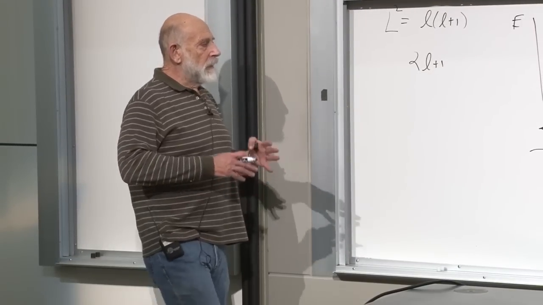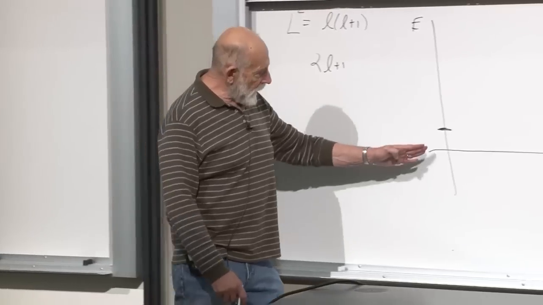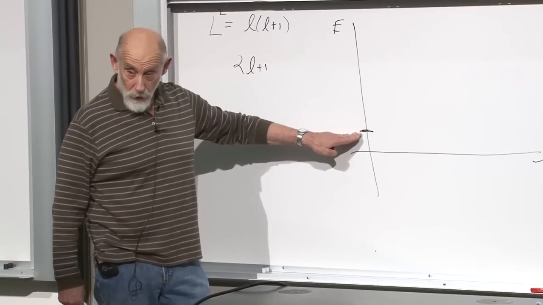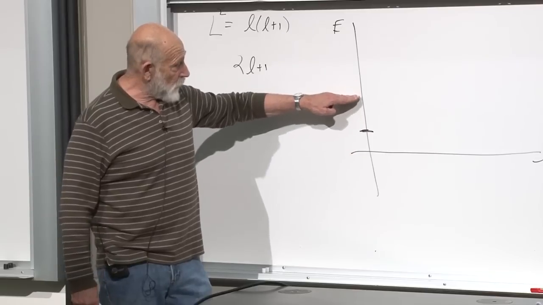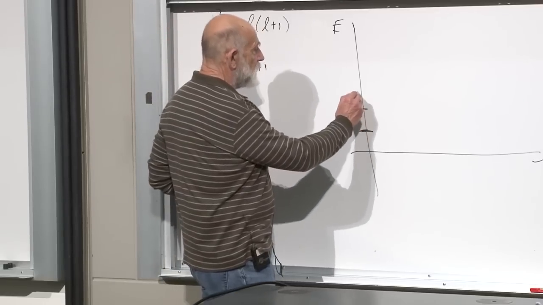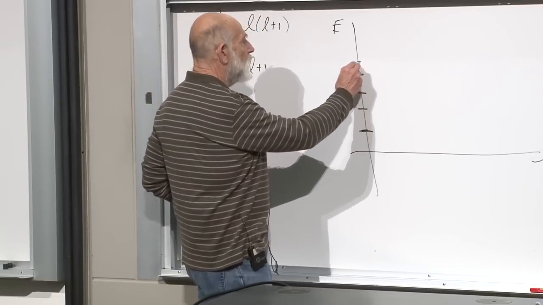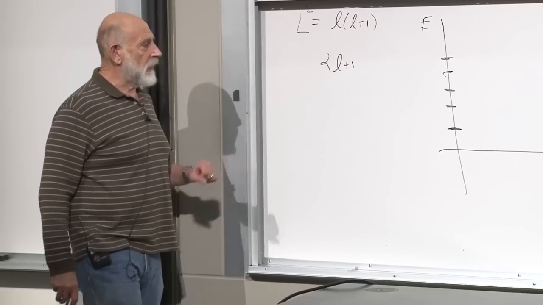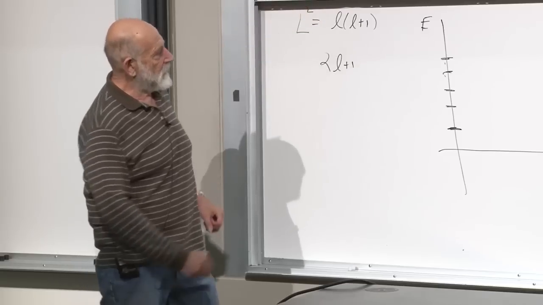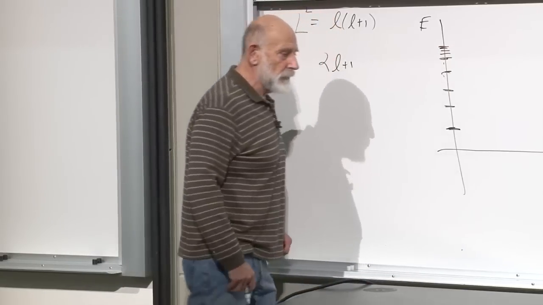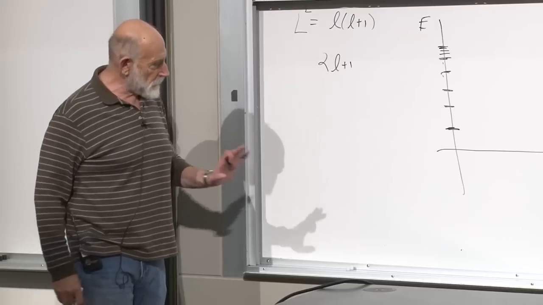Now at L equals 0, this is the state with no nodes in the wave function. Then there's one with 1 node, 2 nodes, 3 nodes, and so forth. So there are more states here. I'm drawing them completely schematically. In fact, they get closer and closer together as they get up near E equals 0, but that's not too important for us.